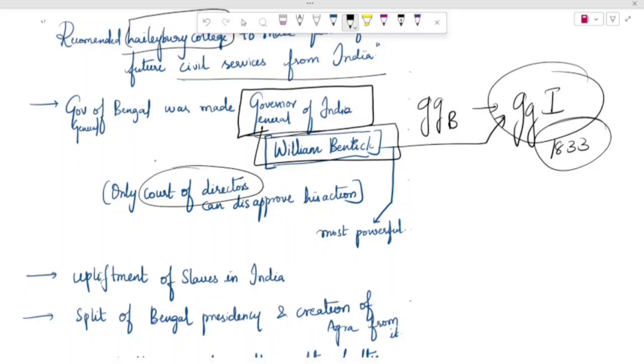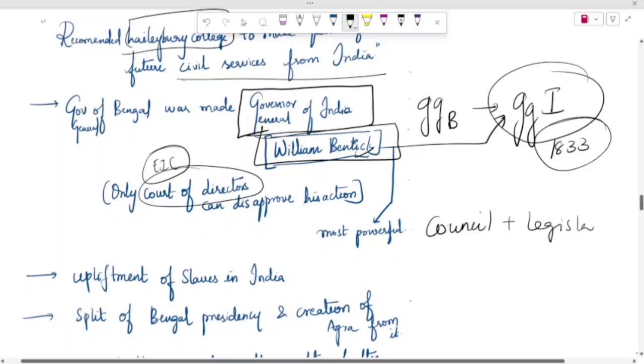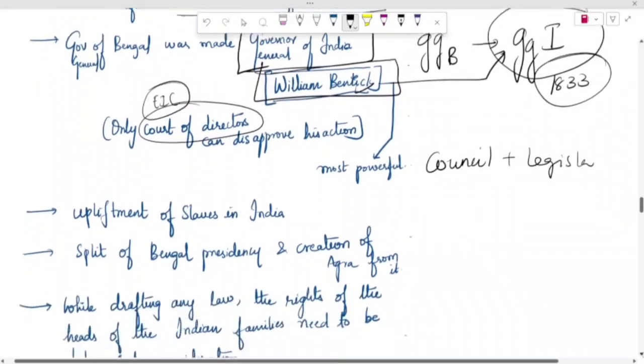So only these people, the Court of Directors of the East India Company, can disapprove his action, and no others in India. I mean, the council. There is a council, right? There is a council, and also there is a legislative member. They cannot override his position or his decisions.